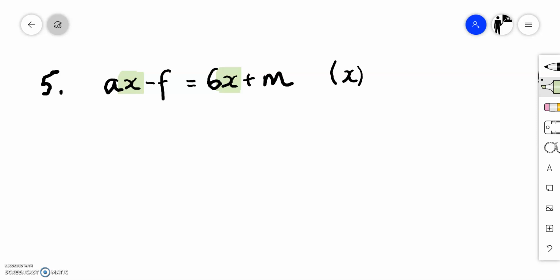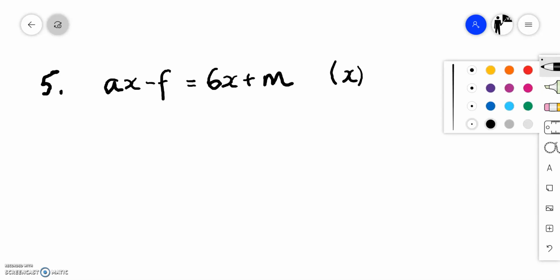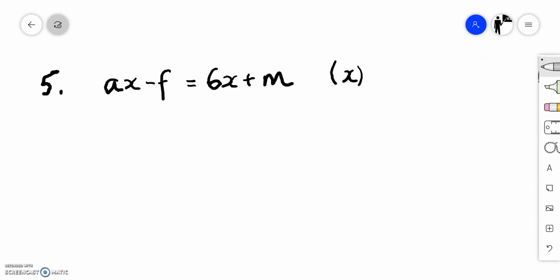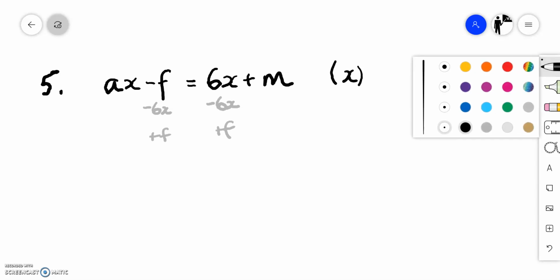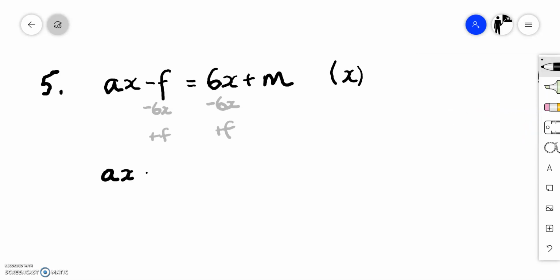What we're going to need to do is get all the x's to one side and everything else to the other side. And then we'll go from there. So the first thing I would do is I want this 6x to be on this side. So I'm going to subtract 6x from both sides. And I don't want this minus f here. I'm going to add f to both sides. So that's going to give us ax minus 6x is equal to m plus f.